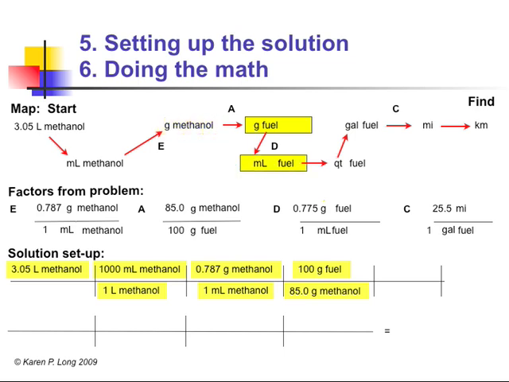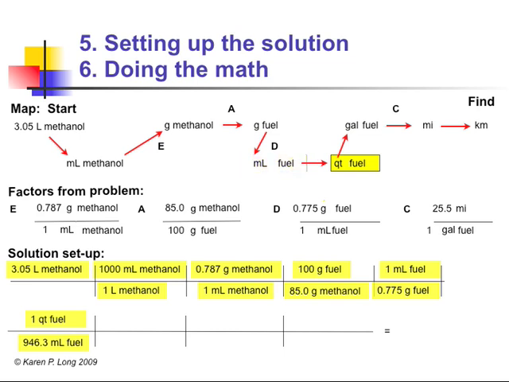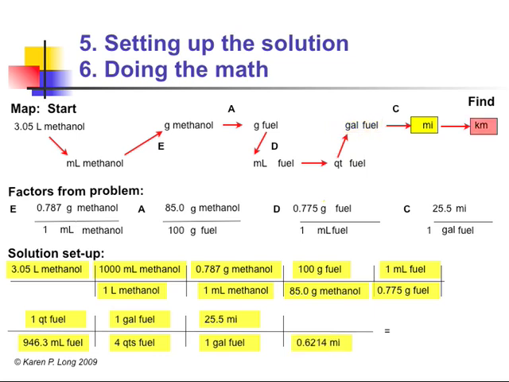Our next factor will be grams to milliliter, factor D, the density. Notice you have to put the grams again on the bottom and then finish up with the rest of the density factor. Our next term will be milliliters to quarts, just a regular conversion factor. Quarts to gallons, which is 4 quarts to 1 gallon. Then the factor from gallons to miles from the problem, 25.5 miles per gallon, and then finishing up with just a conversion between miles and kilometers.